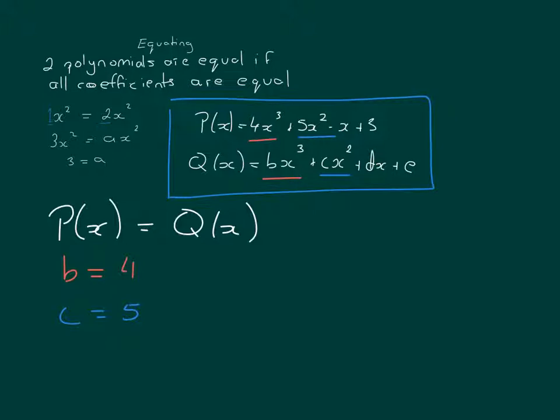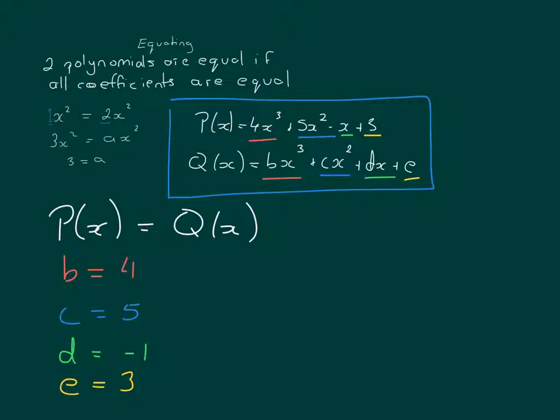We also have dx is the same as minus x, so therefore d equals minus 1. We also had the last one that 3 was the same as e, because it's the constant, so therefore e equals 3. So if we then put that information back into q(x), we would just substitute those numbers that we found into the places of the b, c, d, and e.